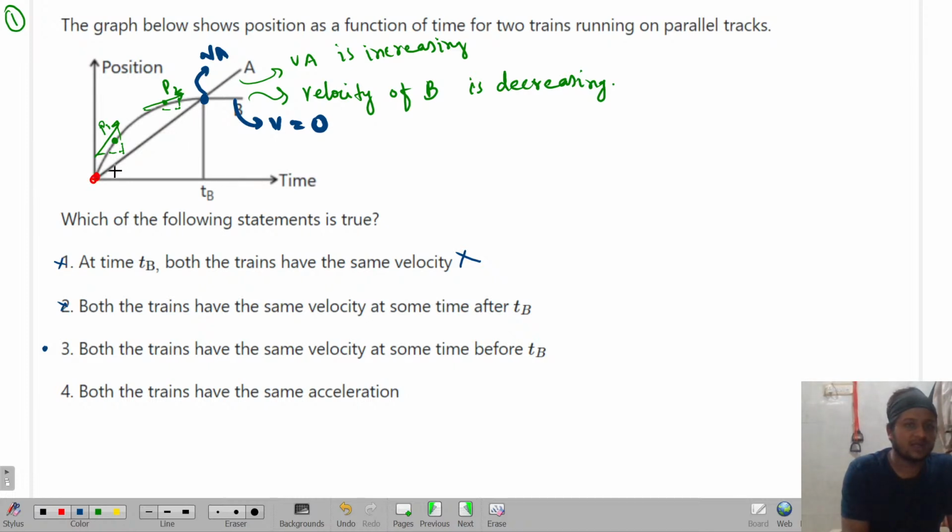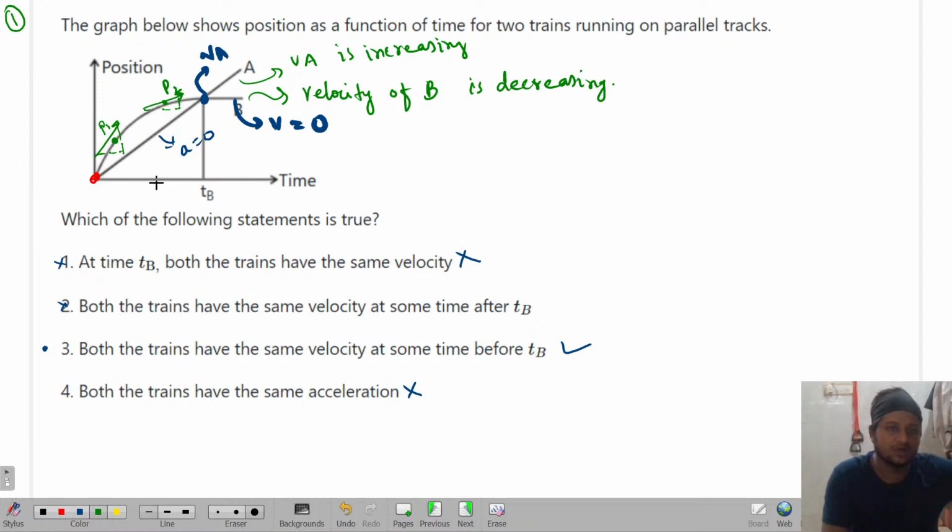For train A, what has happened? The graph is constant or linear. That means acceleration is going to be equal to how much? 0 for it. Okay. So that means they didn't have the same acceleration. So what is going to happen? Option C will be correct. Both the trains have the same velocity at some time before t.